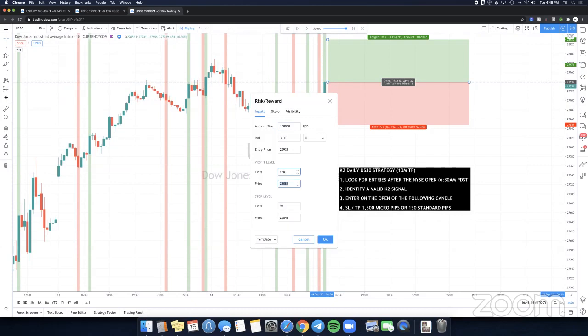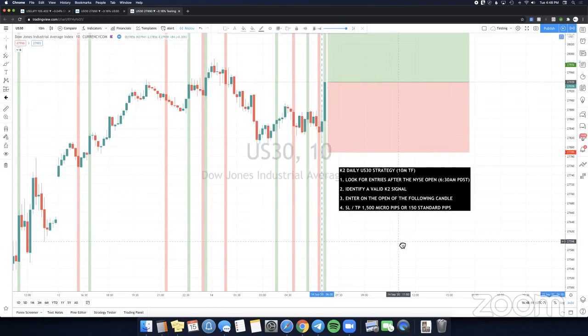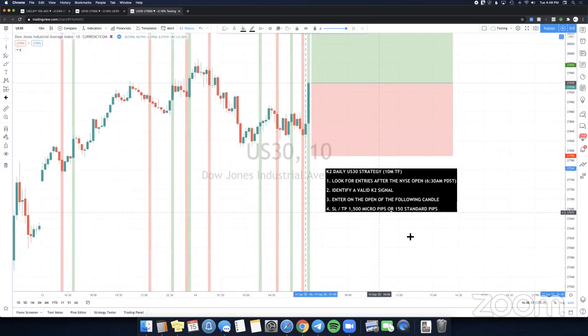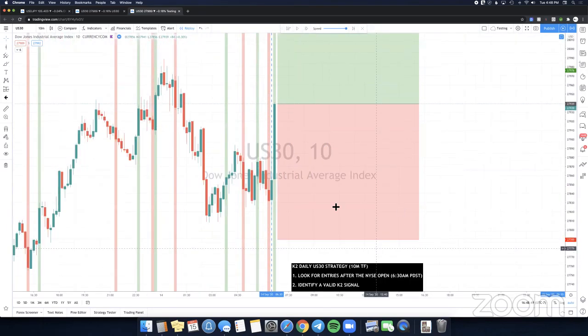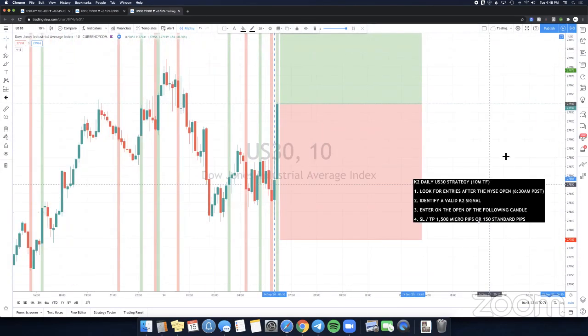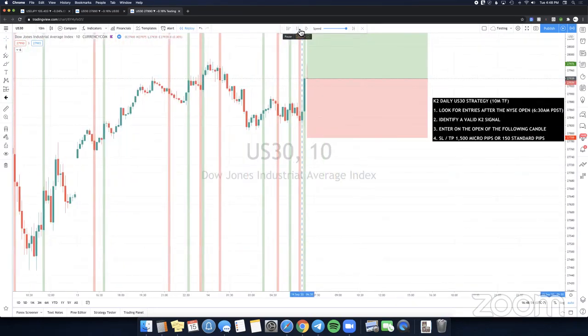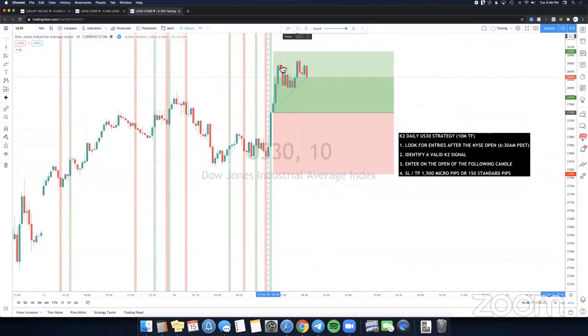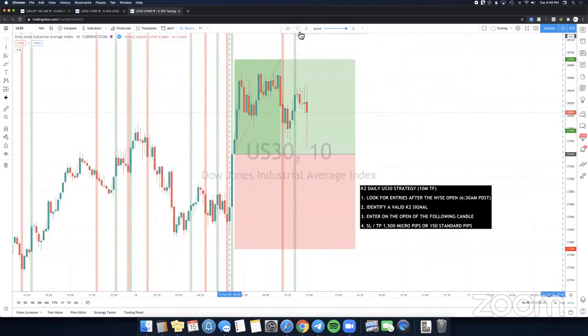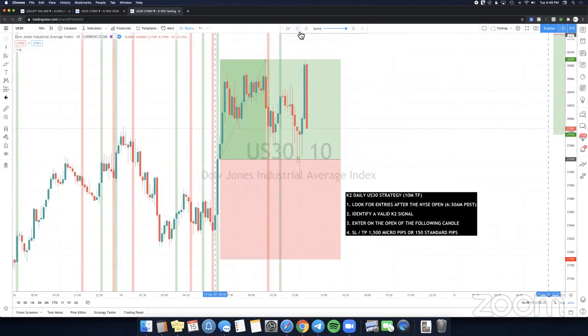And then, like I mentioned earlier, it's either going to be 1500 micro pips or 150 standard pips. So right here, we have this all set up, and then we can let it run. And what do you know, guys? Full TP. Nothing new. Same thing every day.